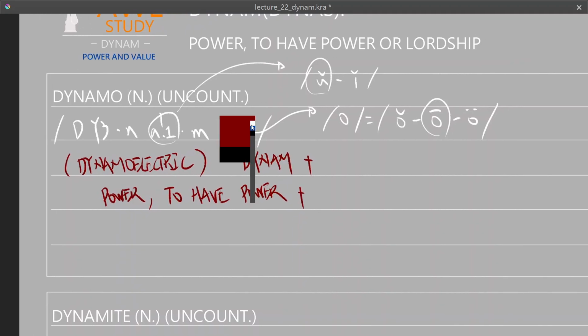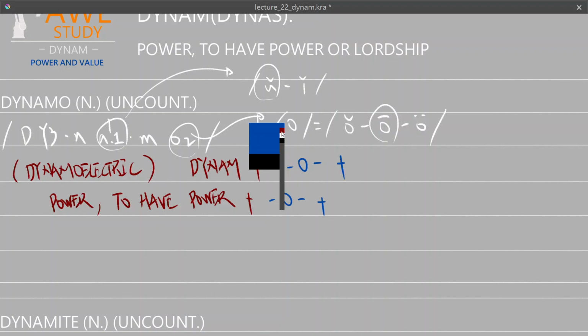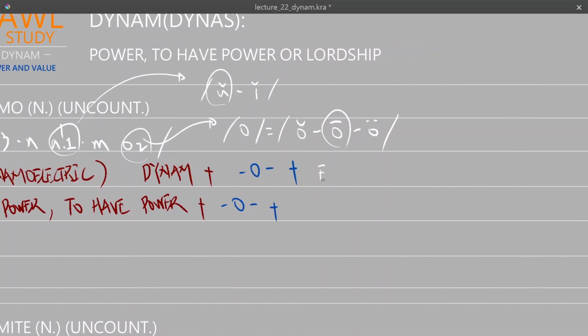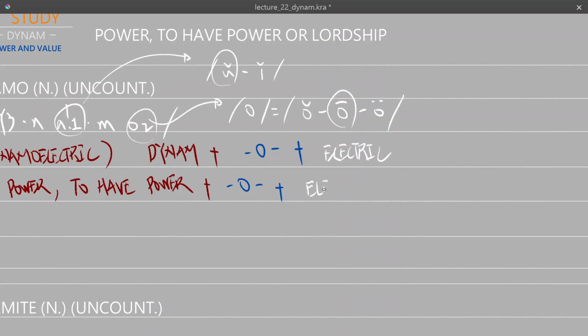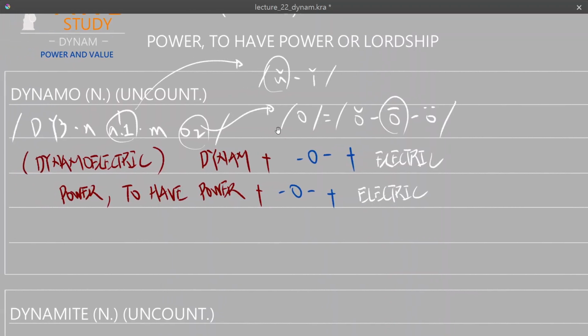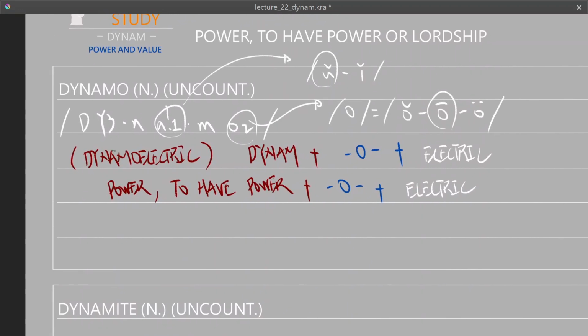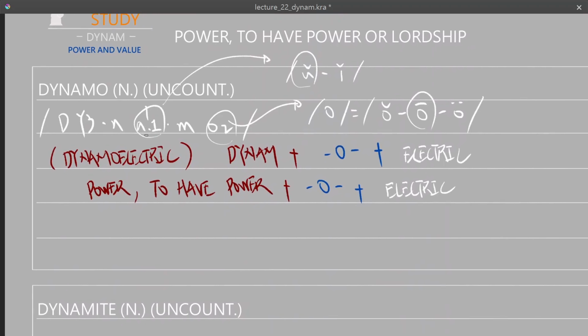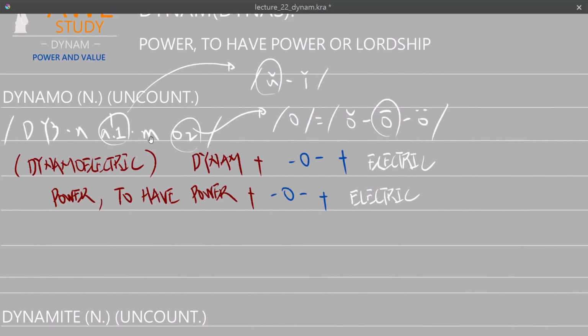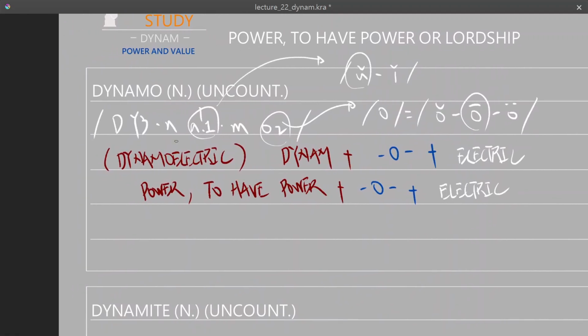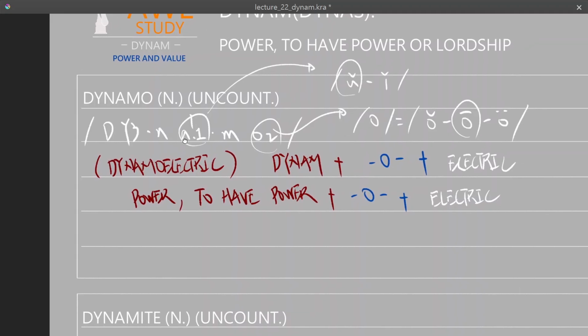And O is a connecting vowel, followed by electric. So we have dynamo electric machine. Dynamo electric machine is a type of machine that can transfer some form of energy into electricity.